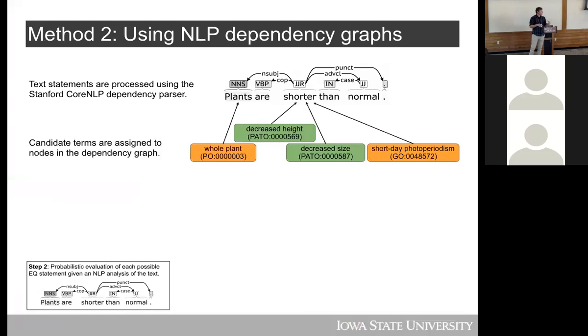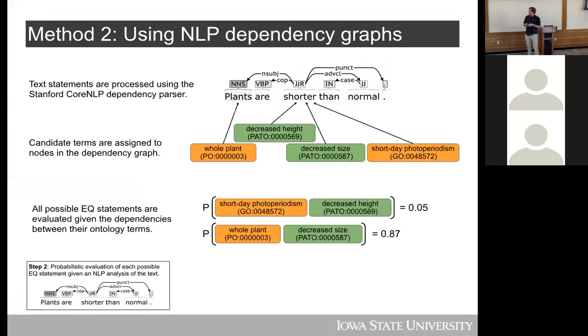And from the last step, each of the terms in our set is mapped in some way to one or more of those words. So what that means is that each term that we have to work with is mapped to a single node within the dependency graph. What that allows us to do is look at a possible EQ statement we could build and then evaluate it based on the relationship between the nodes that it maps to.